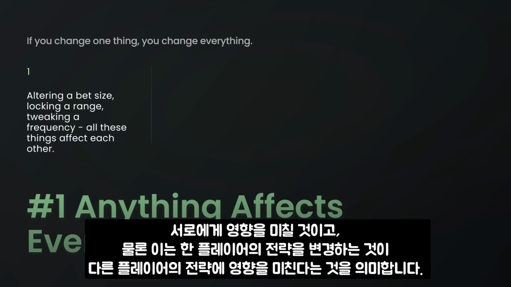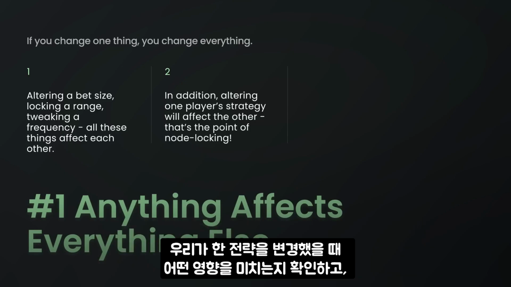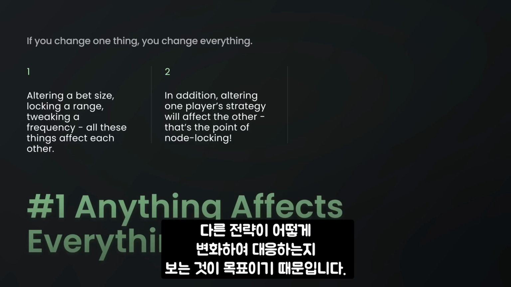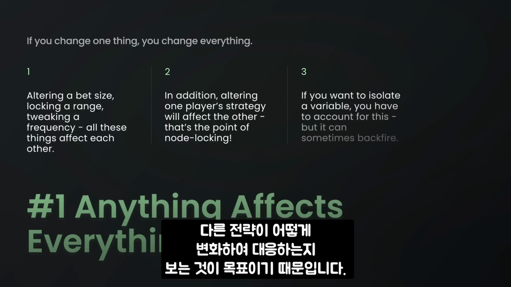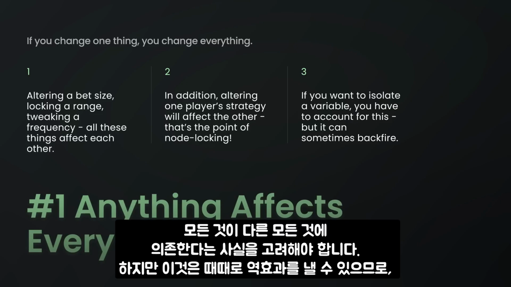And of course, that also means that altering one player's strategy is going to affect the other player's strategy, because that's the point. That's the goal. We're trying to see what impact it has when we change one strategy and see how the other one alters to counter it. If we want to isolate a specific variable, we have to account for this. We have to account for the fact that everything depends on everything else. But this can sometimes backfire.